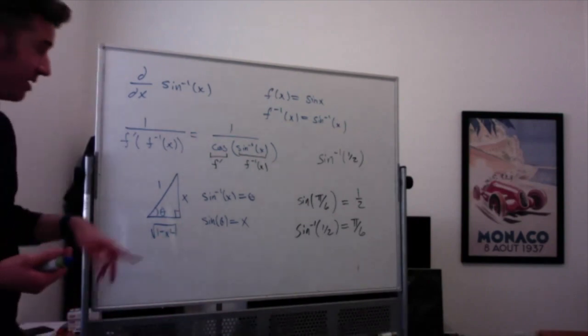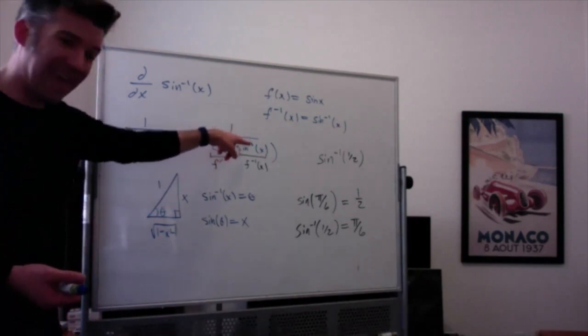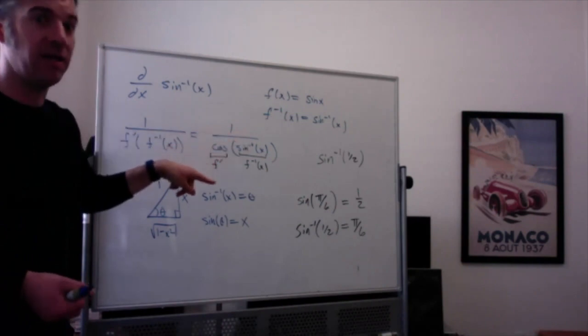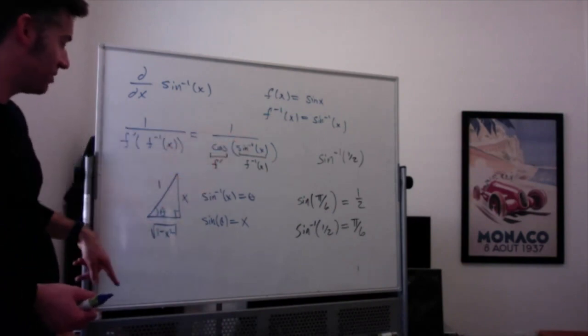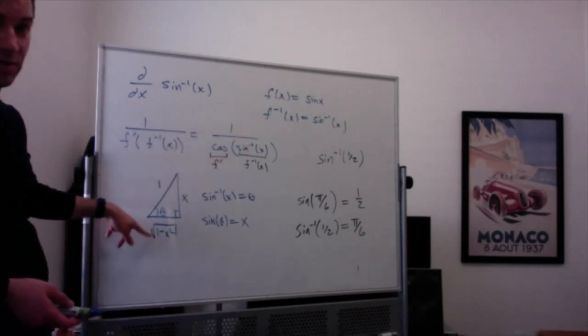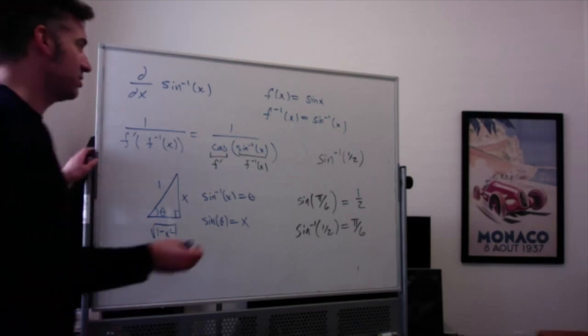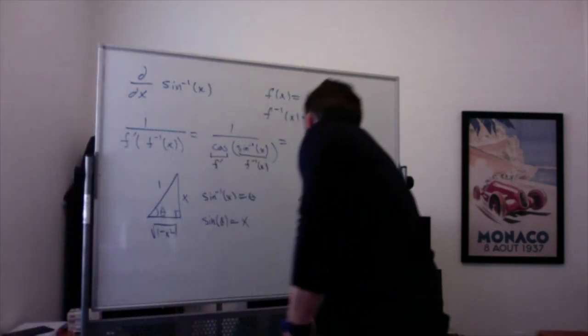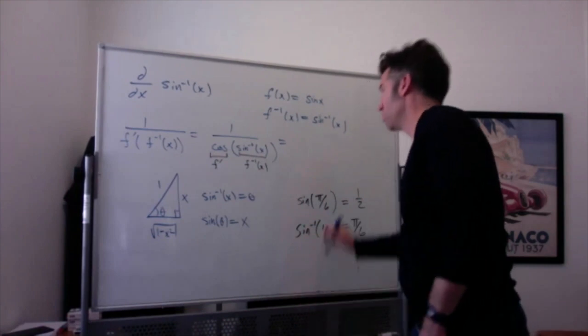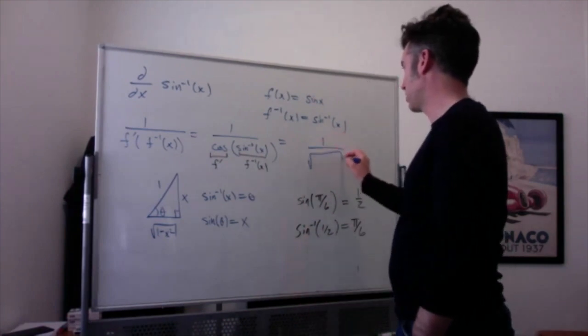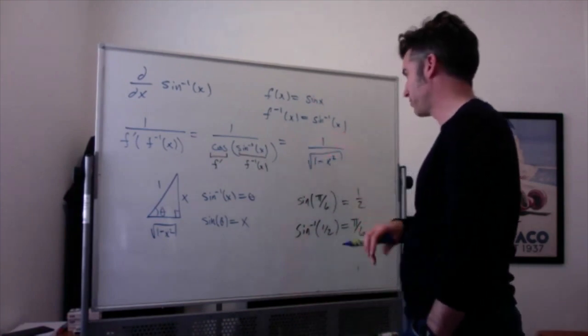And then if I find the cosine of this angle, cosine of inverse sine of x is the square root of 1 minus x squared over 1. So this is exactly equal to 1 over the square root of 1 minus x squared.